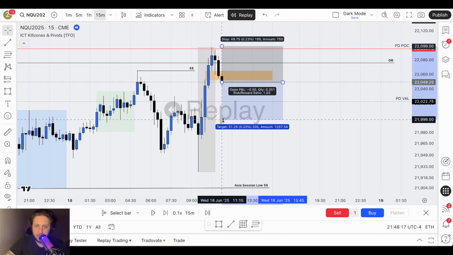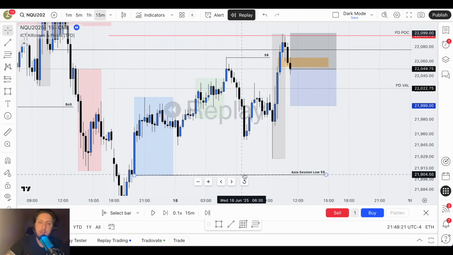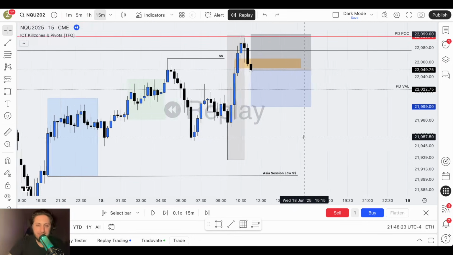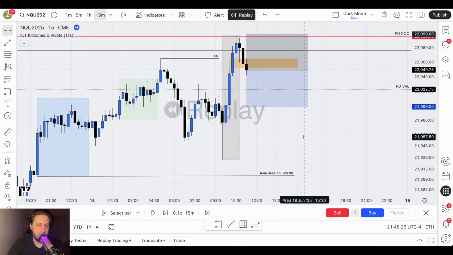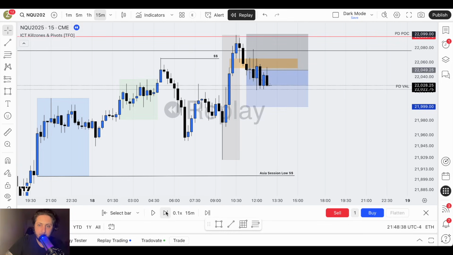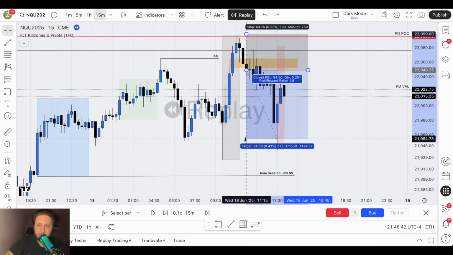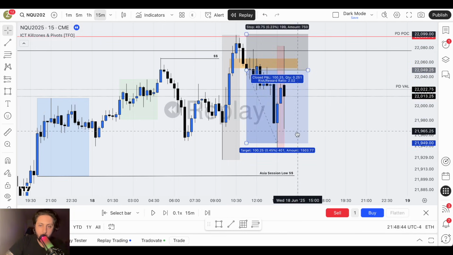Now, as far as targets go, we know we have an Asia session low as our target, but do we need to hold all the way down to Asia session low? You know, not necessarily. That depends on the type of risk reward you like to go for and the type of trader you are. If you want to go for 1R and take your low hanging fruit, just play this out. Boom, you got your 1R. If you want to go for 2R, boom, you get your 2R right here.